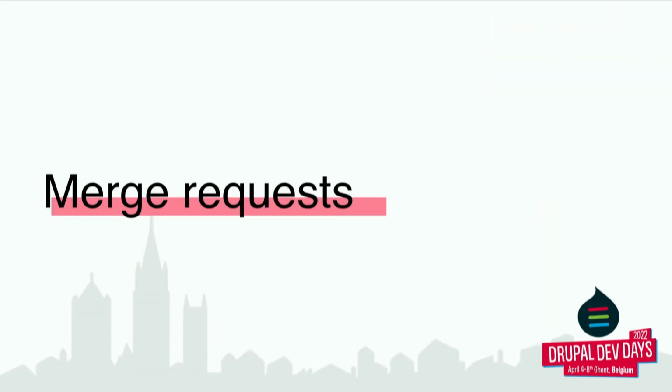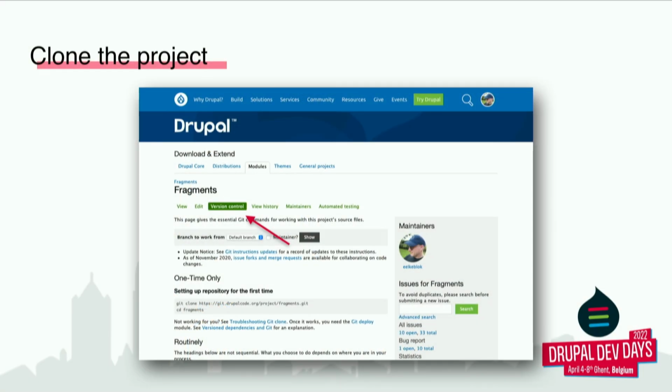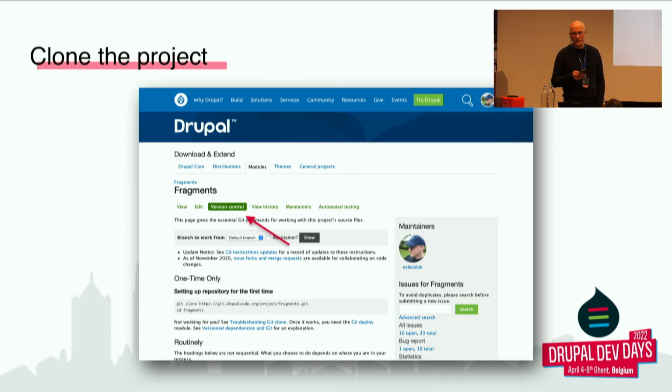Right. Merge requests. Really happy with this. Welcome to the 21st century Drupal style. First of all, you always start with a clone of the project. If you want to work on a project, obviously you'll need a Git clone of it. If you do this within a Drupal install, you can actually also test it, which is helpful, obviously. How to get a clone is by going to the project page, going to the version control tab, and there you'll find some commands that you can use to clone the particular project.